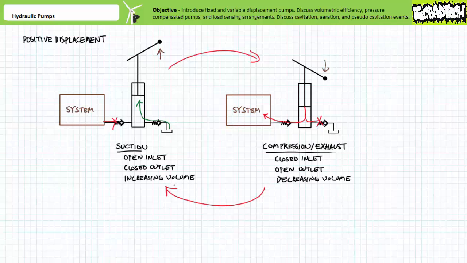Next, the outlet port is sealed and the inlet port is open, and the process repeats itself over and over. The completion of one full open inlet, closed outlet suction, and closed inlet, open outlet compression and exhaust is known as a cycle of a pump. For rotary pumps, one complete cycle of a pump is ordinarily one complete revolution of the drive shaft.